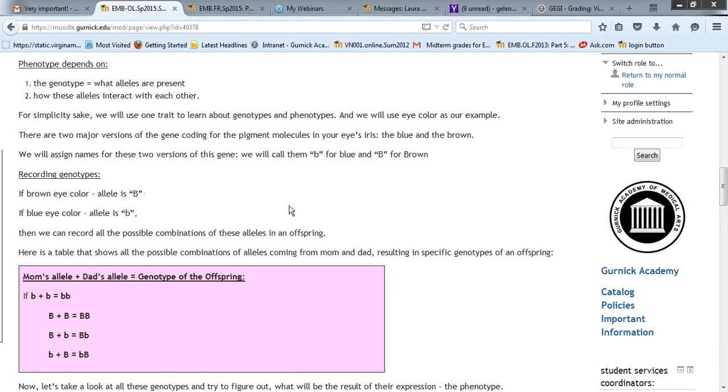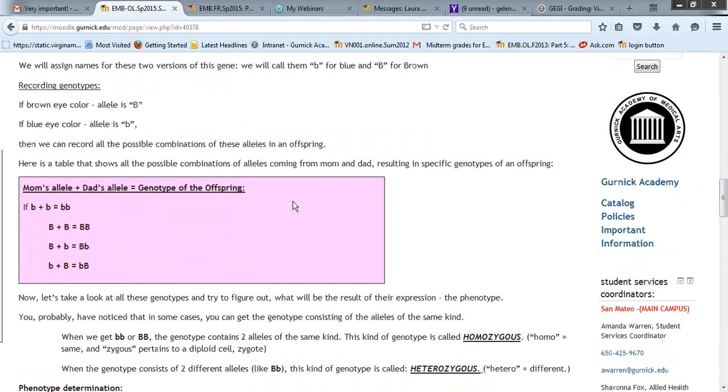Okay. So when we record the genotypes, if you have a brown eye color, then most likely for brown eye color, an allele with a capital B would be the one coding for the brown. So capital B codes for brown. The lowercase b codes for blue. Okay. So when you record the possible combinations of what you could inherit and what would be the outcome, so possible combinations of mom's and dad's alleles and the genotype in the offspring.